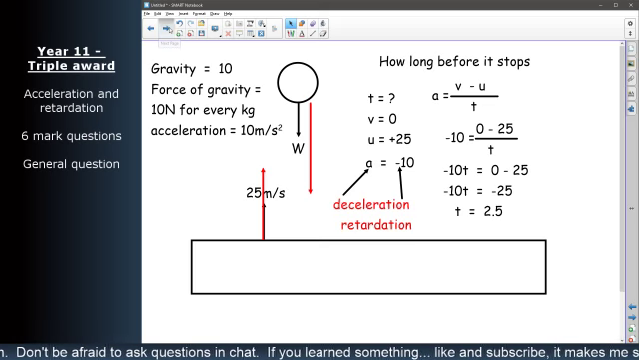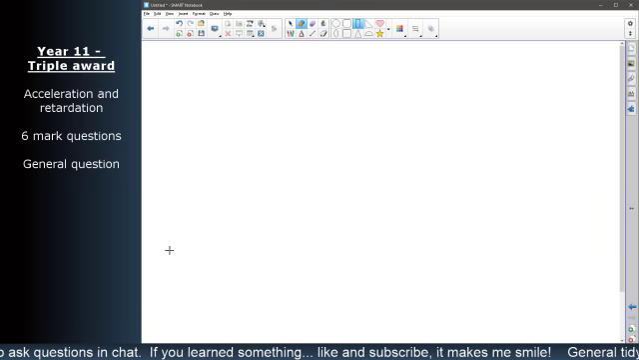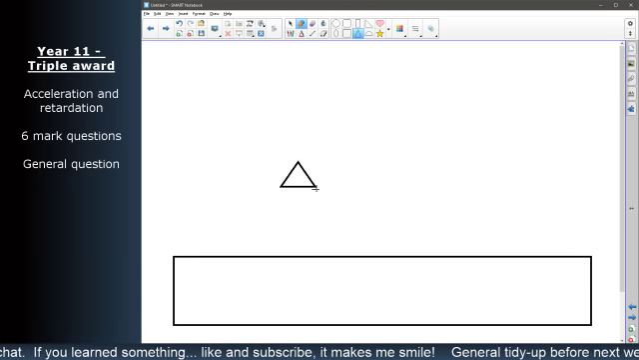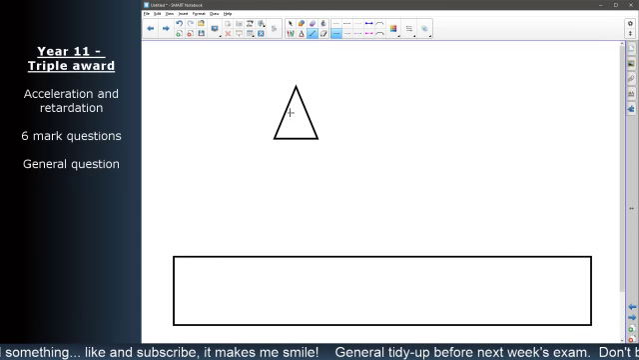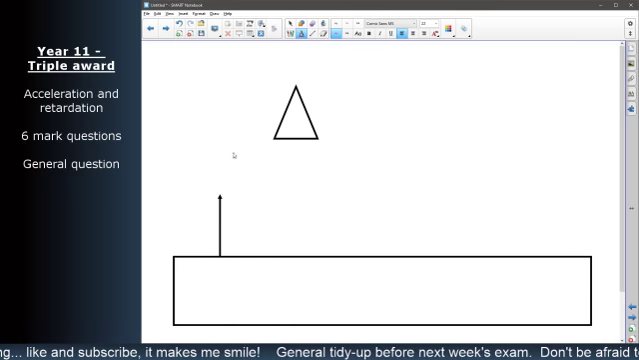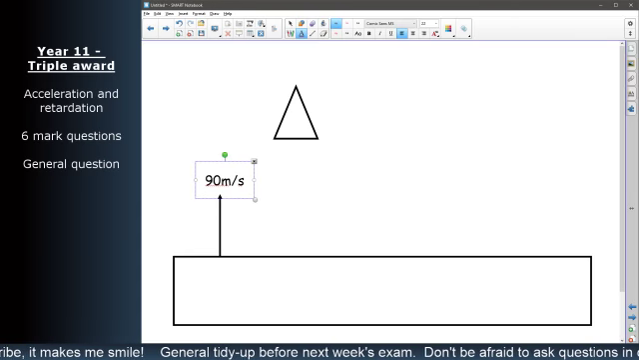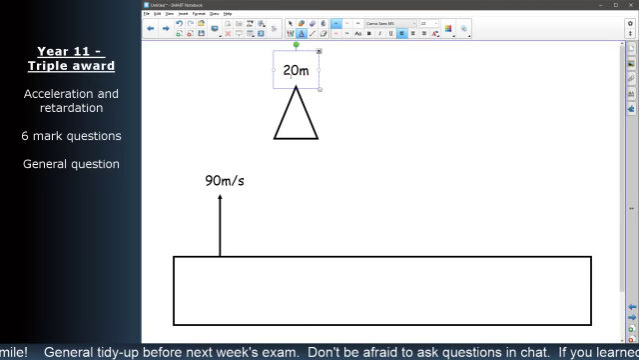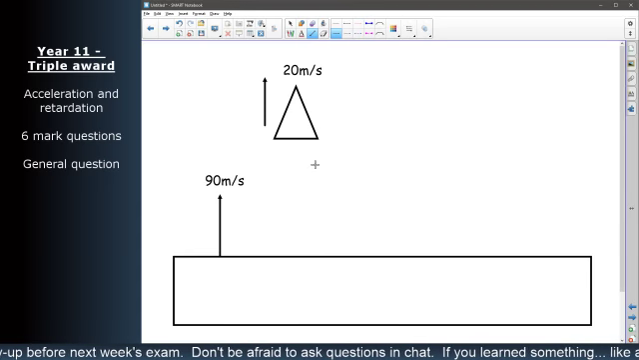Now, the more concerning one is when you're asked to calculate what is the deceleration. That seems to cause a little bit of dread amongst people. So let's have a look at that. Once again, let's take a little triangular object this time, so that we're not confusing it with the previous one. Let's fire it up into the air as before, at a reasonable rate. Let's fire it up at 90 meters a second. Let's say at some time later, it's still going upwards at 20 meters per second. I'll put the wee arrow in. It's still going up.